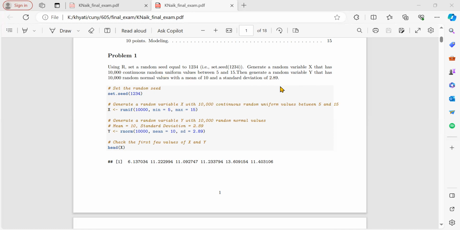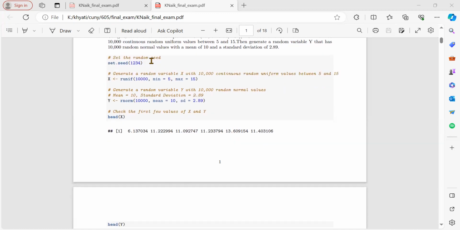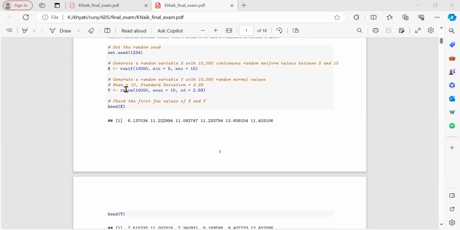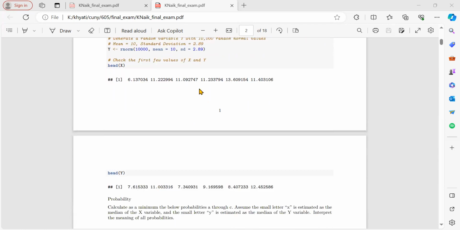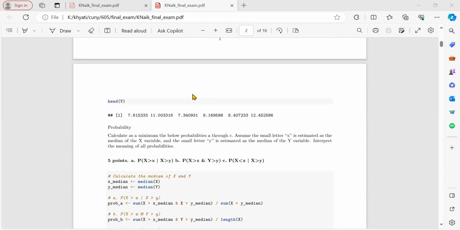We are going to do this in R. So let's dive into the code. Firstly, we are just setting the random seed, then we are generating variables x and y, where for x we are keeping the min and max as 5 and 15 respectively. And for variable y, the mean is 10 and the standard deviation is 2.89. We can see the first few values of our x and y.